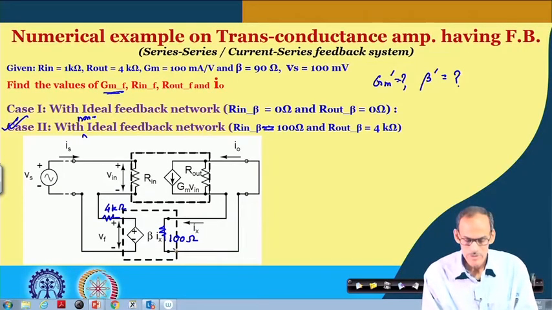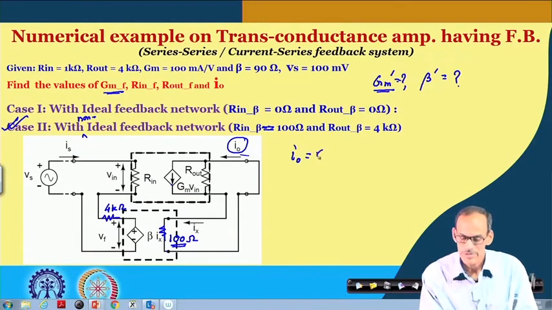Whenever we say GM dash, it means what the current may be in the presence of this resistance. If this had 0 resistance, this entire current was flowing through this circuit. So the I O was simply GM into V in.